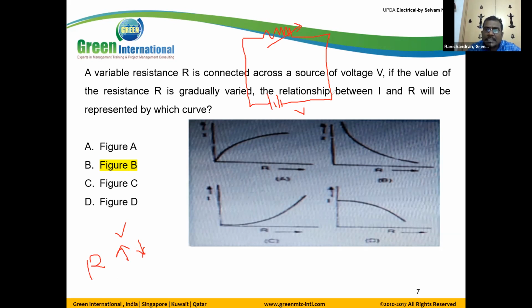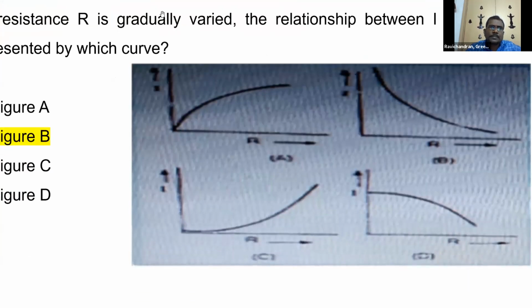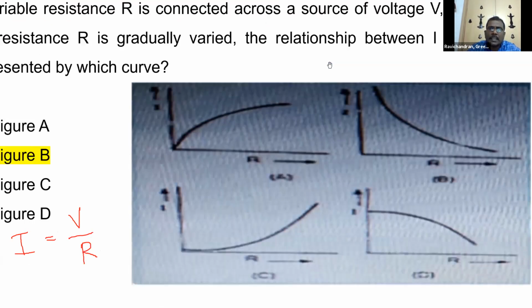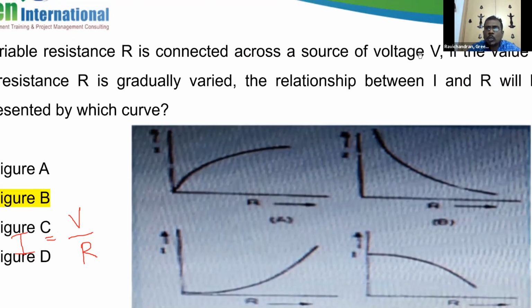Now, the relationship between I and R, it's also related to Ohm's law, but pure Ohm's law is the relationship between voltage and current. Here they ask about the relationship between current and resistance. So, I is equal to V by R. This is the formula from Ohm's law. In the question paper, they mentioned that it is connected across a source of voltage. The variable one is the resistance.